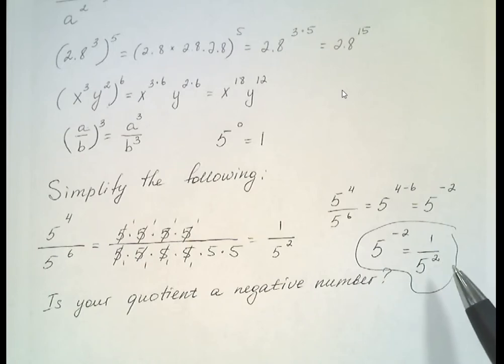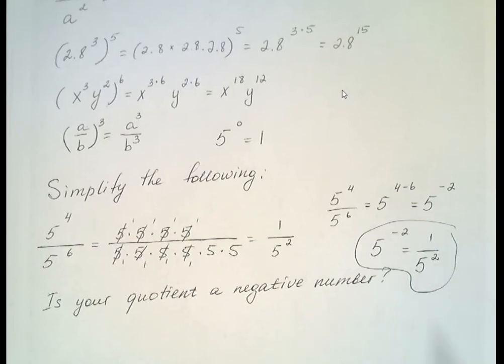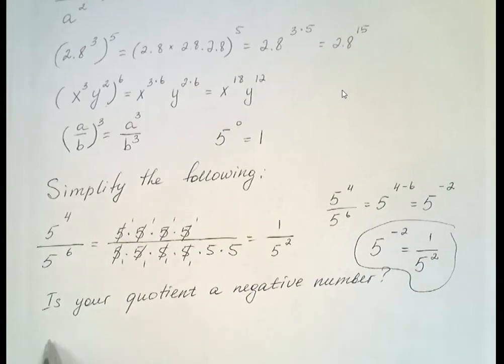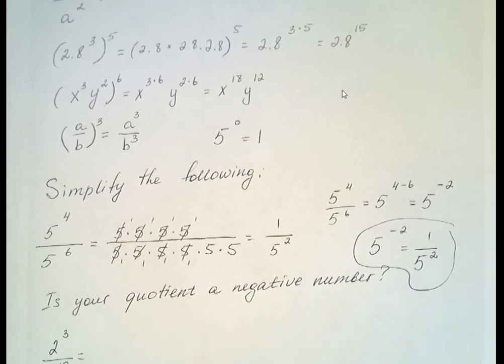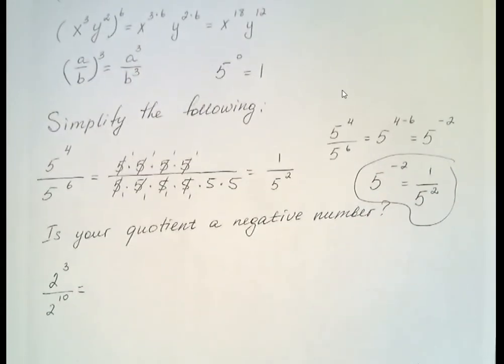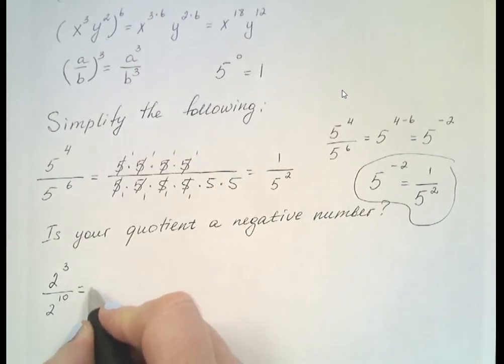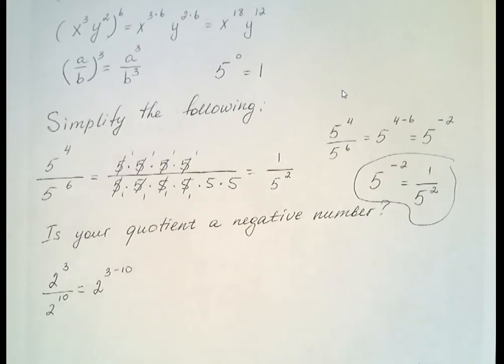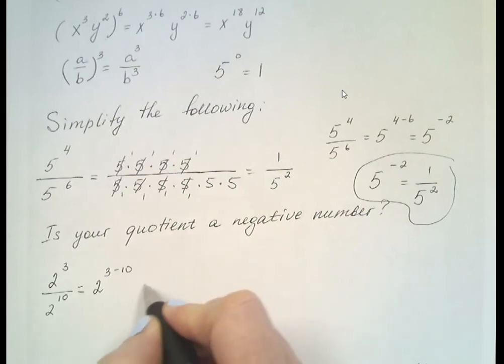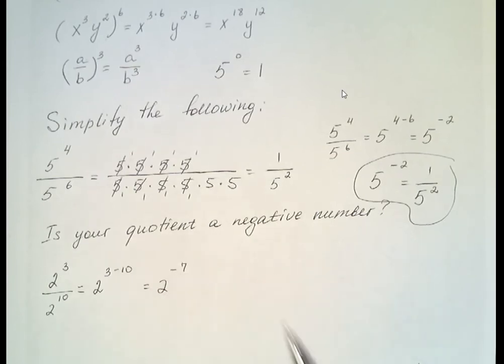Let's try a different one and see if we are going to come up with something like that as well. So let's do 2 to the third power divided by 2 to the 10th power. Based on the rule of division of numbers with the same base and different exponents, I'm going to subtract the exponents. 2 to the power of 3 minus 10. 3 plus negative 10, or 3 minus 10, is going to be negative 7, right? So I get 2 to the negative 7th power.